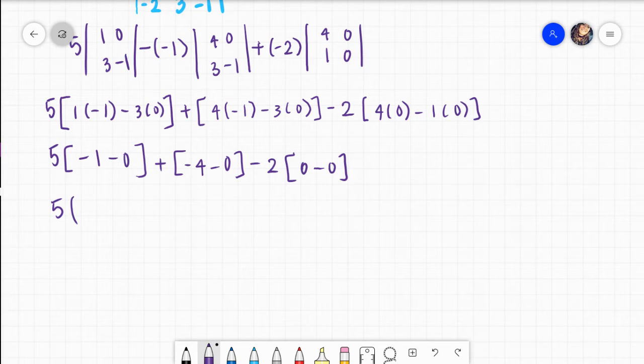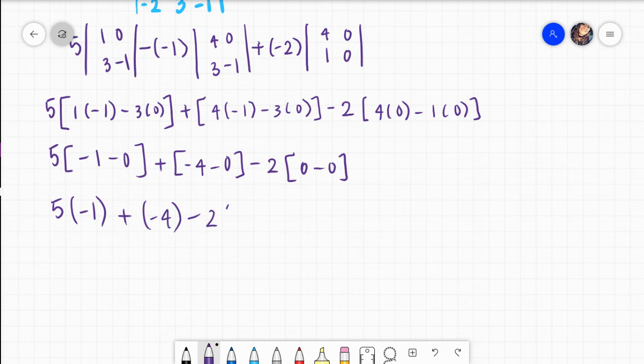I have 5, -1, -0. Signs are the same, you add and you keep. I'm not even going to write my positive just yet. I'll go and do it. Okay, so then inside of that bracket, I have 4 and a 0. Signs are the same. Add and keep.